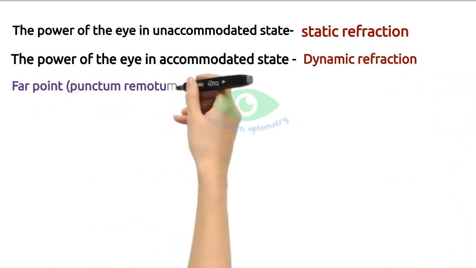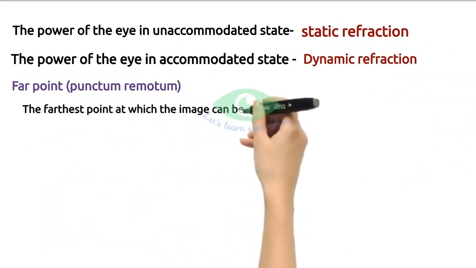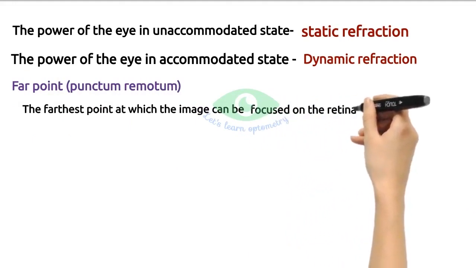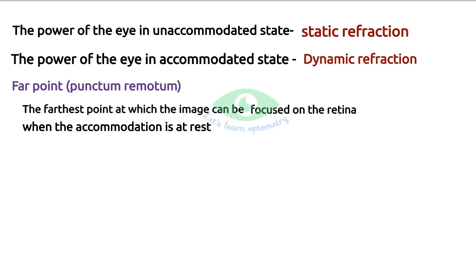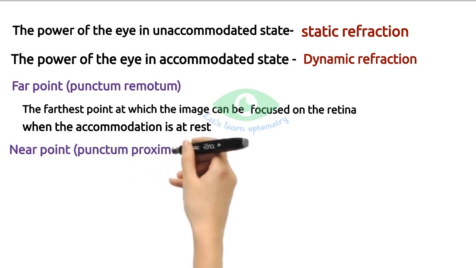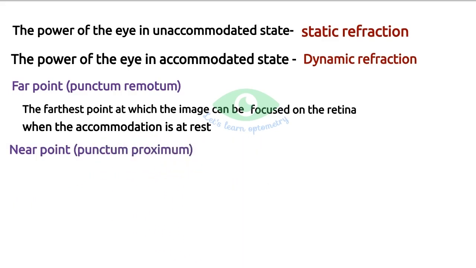Far point, otherwise called punctum remotum. It is the farthest point at which the images can be focused on the retina when the accommodation is at rest. It varies according to the static refraction. For an emmetrope, the far point is at infinity. For a myope, it is located in front of the eye, and for a hypermetrope, it is located behind the eye.